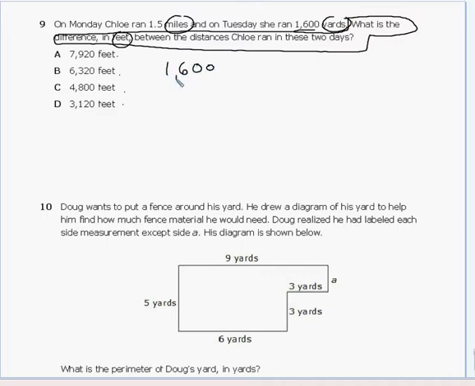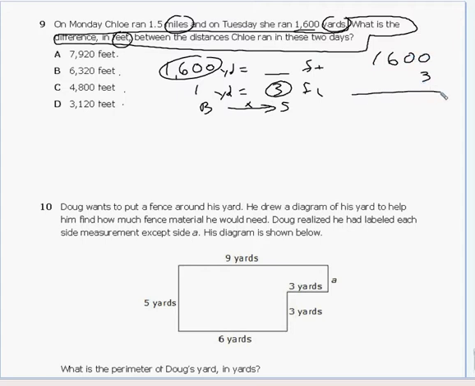1,600 yards equal blank feet. And if I look on my math chart, 1 yard equals 3 feet. That's big to small, so it's a multiplication problem. I'm going to multiply 1,600 times 3. That's 0, that's 0, 6 times 3 is 18, and 3 times 1 is 3, plus 1 would be 4. So that's 4,800 feet in our 1,600 yards.